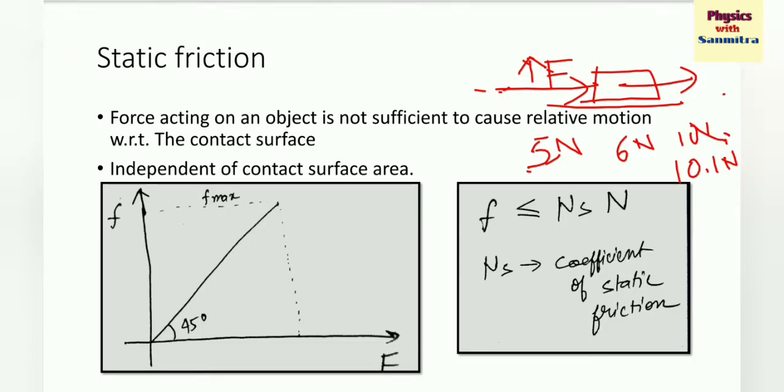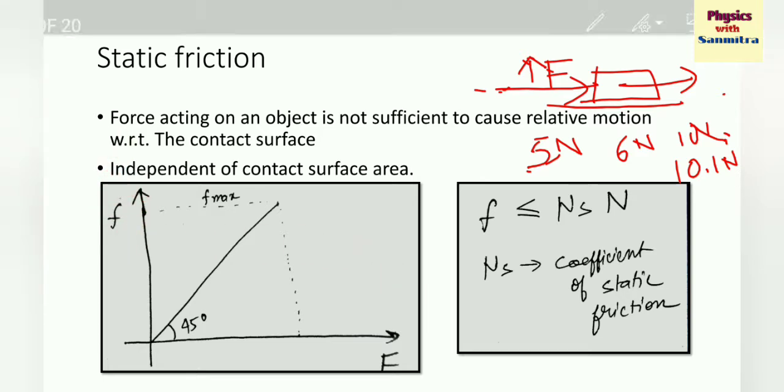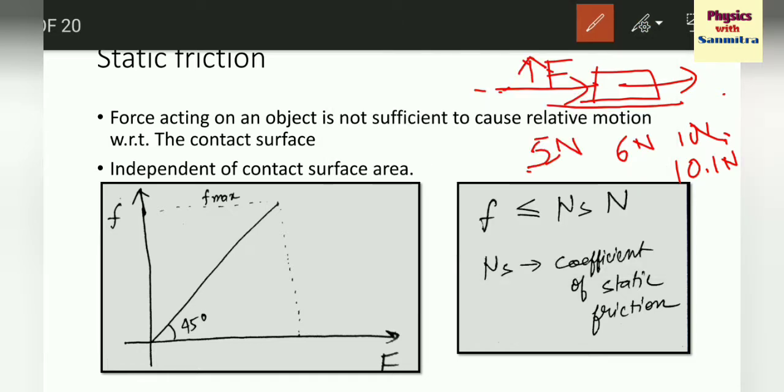Okay. So this is independent of contact surface area, as I have already discussed. And see the graph. This graph is important. This is F, and this is the friction force. And whatever force I am applying, I am getting it as friction force. See, it is 45 degrees, so this length and this length are equal. So whatever force I am applying, I am getting it as friction force up to a certain limit. And that limit is F max. That is the maximum friction.